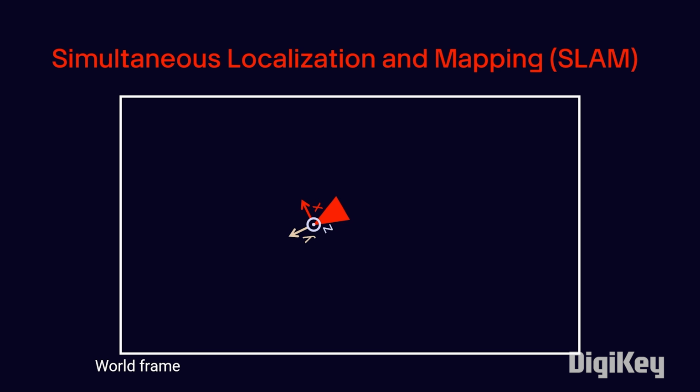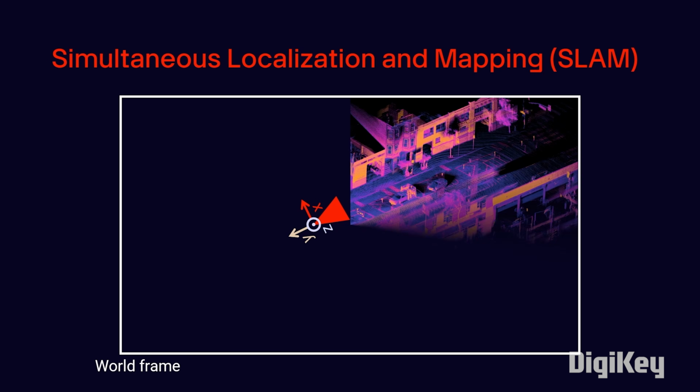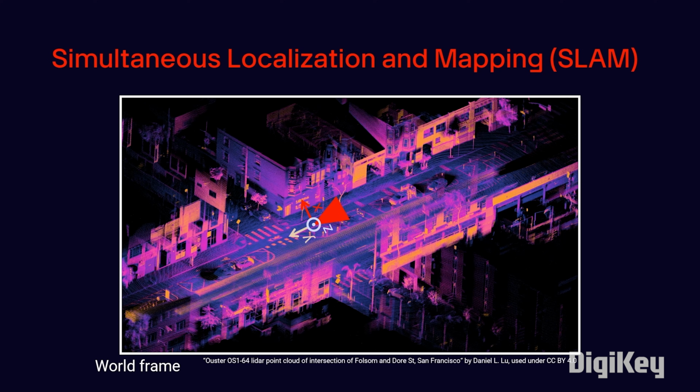We can use a variety of sensors like cameras, LiDAR, or radar to continuously generate snapshots of the robot's surroundings. SLAM then attempts to update the world frame map and determine where the robot is within that map.